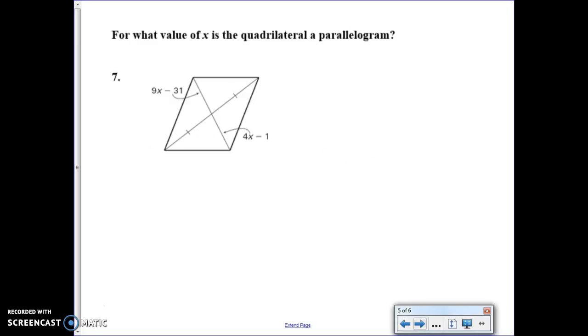Okay, for what value of x is the quadrilateral a parallelogram? So we see that one of the diagonals is bisecting the other. If we have a parallelogram, we know that both of the diagonals should. So to make this a parallelogram, those two lengths would have to be equal to each other. So we would do 9x minus 31 equals 4x minus 1.